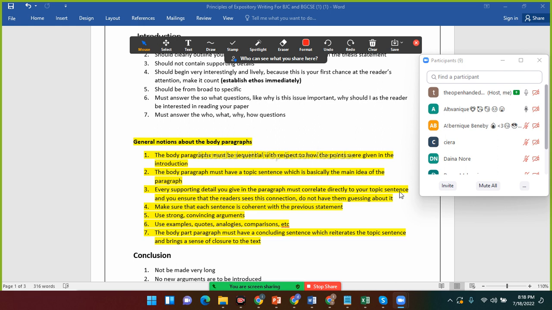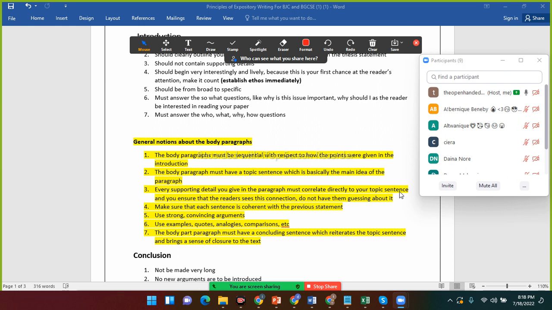Use examples, quotes, analogy, comparison, etc. What is that? Etc. Yeah, that's what etc. means. So to build up your body paragraph, you could use examples from your own experience, examples from your past experience. You could use quotes to build off that.